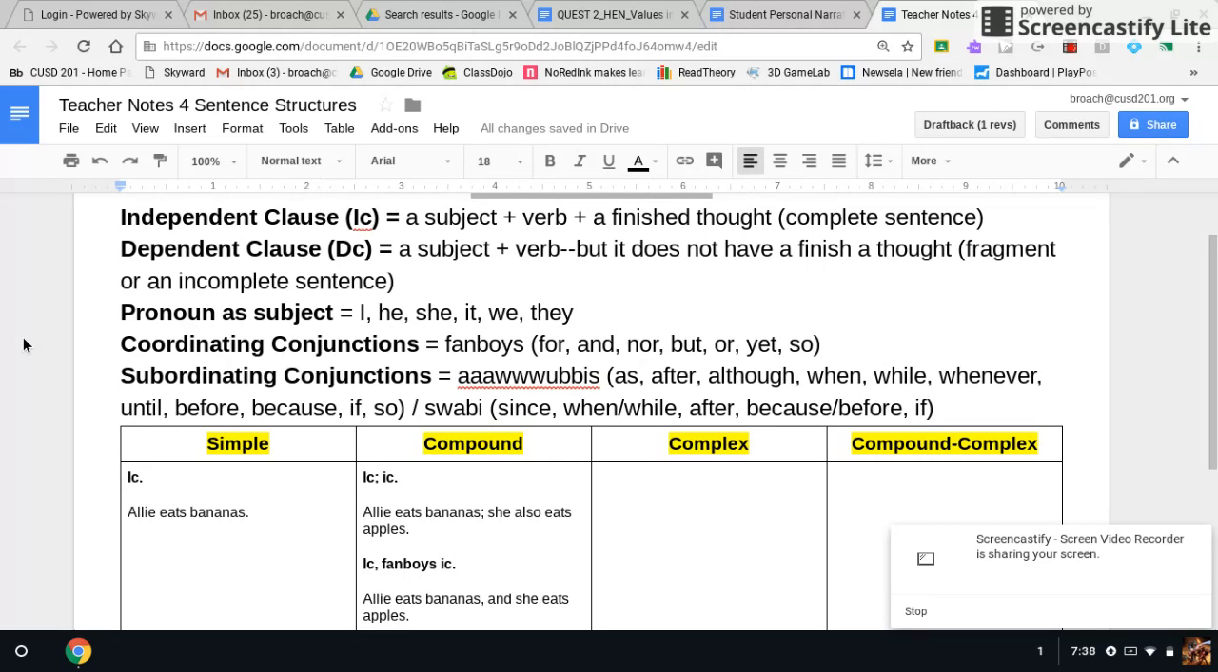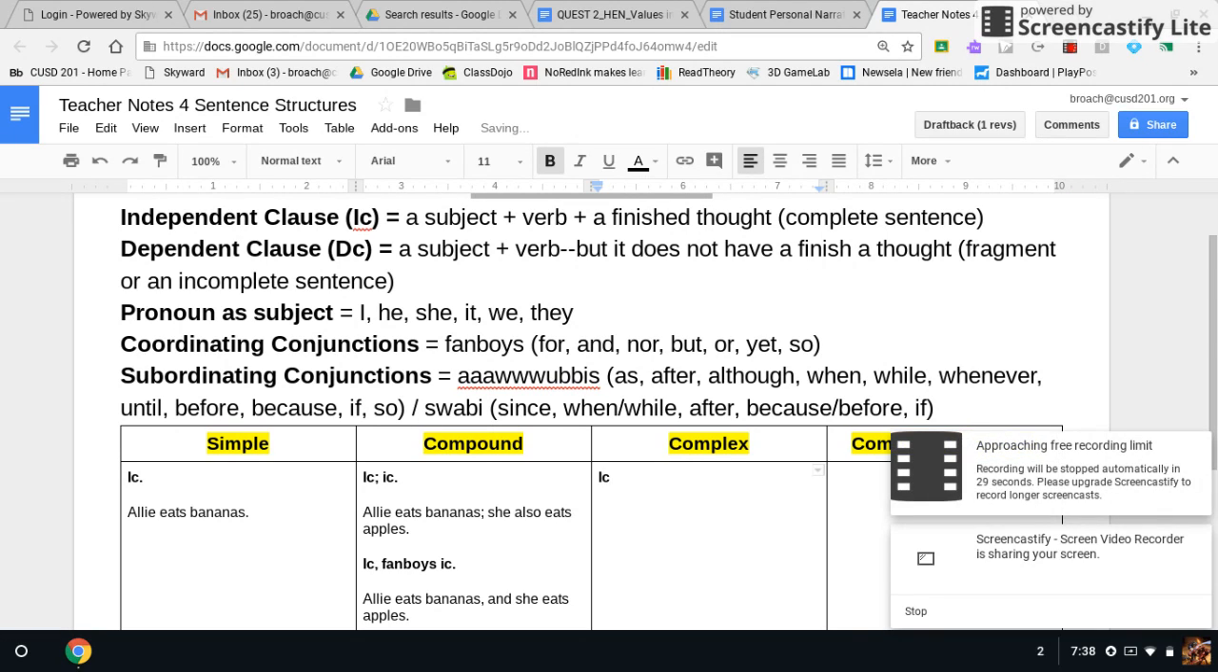Either way, try to remember the subordinating conjunctions because when you use them, you're creating what's called a dependent clause. So here are the patterns for a dependent clause. It could go IC, DC, or it could go DC, comma, IC. Notice if the dependent clause comes first, you need this comma after that dependent clause.